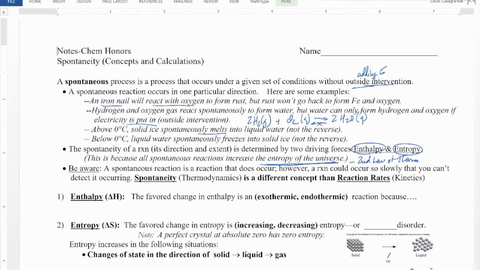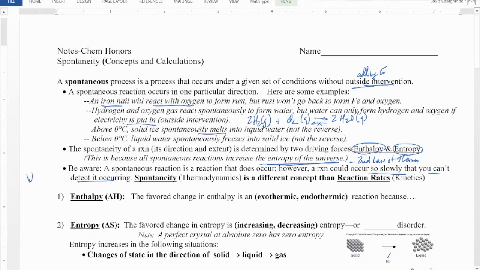Okay, now, be careful, because in the next part of this unit we're going to come into the concept of rate of a reaction. And be aware that the spontaneity of a reaction doesn't necessarily indicate whether it's going to occur at any perceptible rate. So a reaction could occur so slowly that you can't detect it occurring.